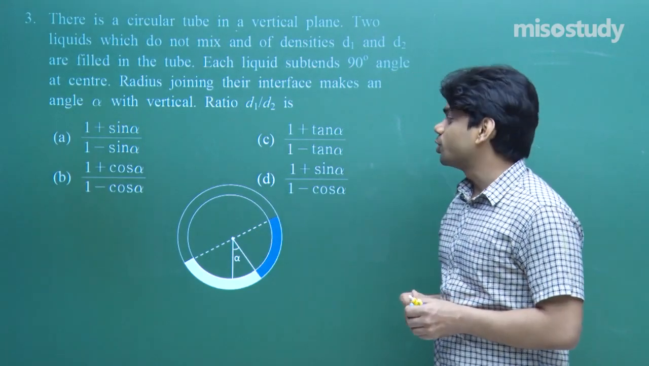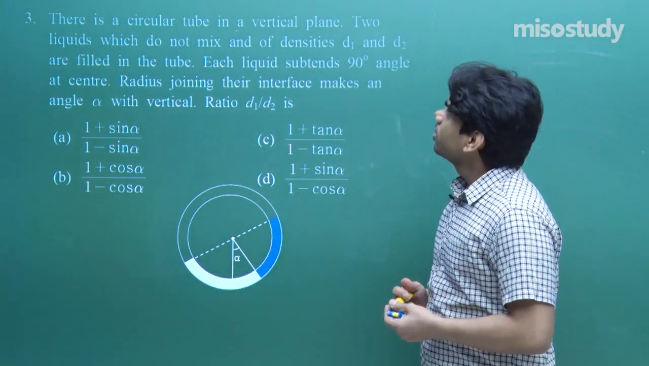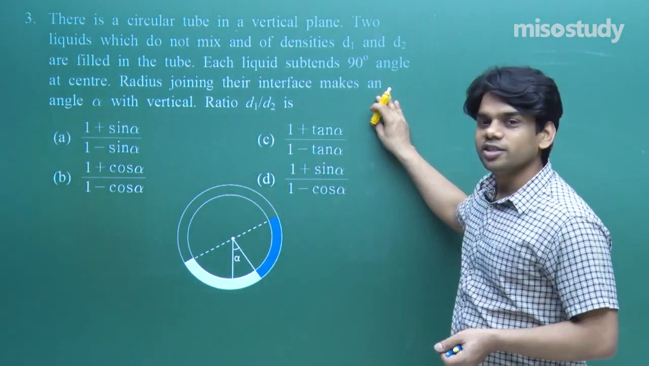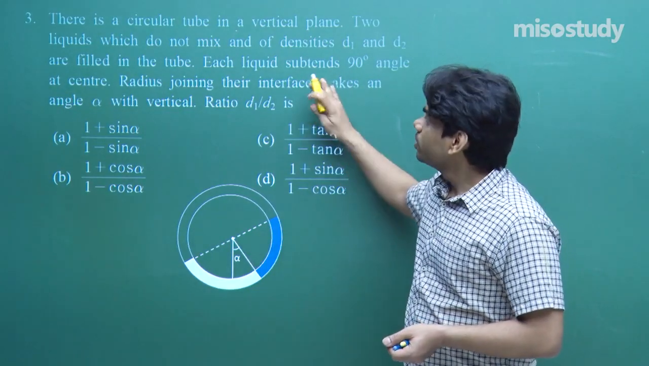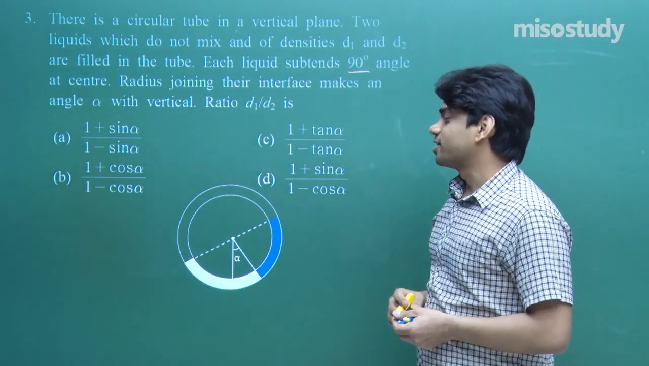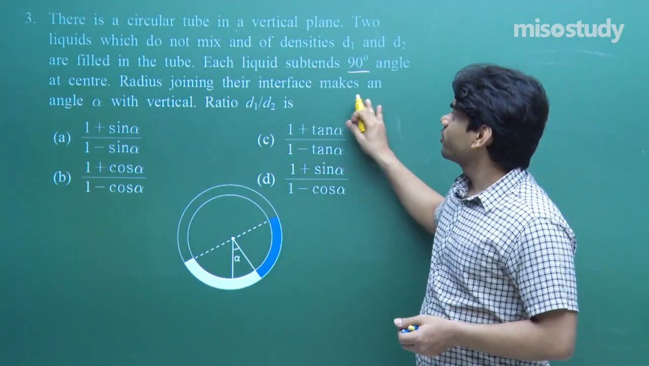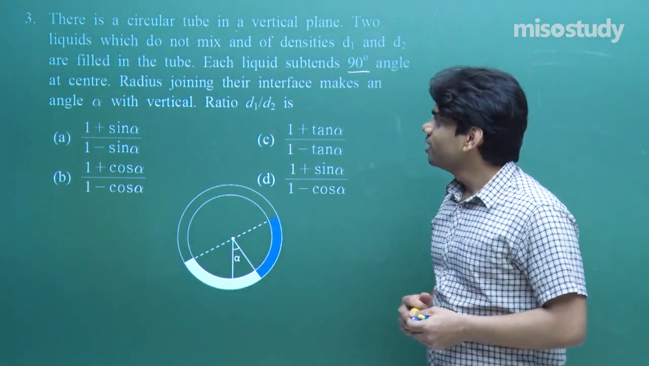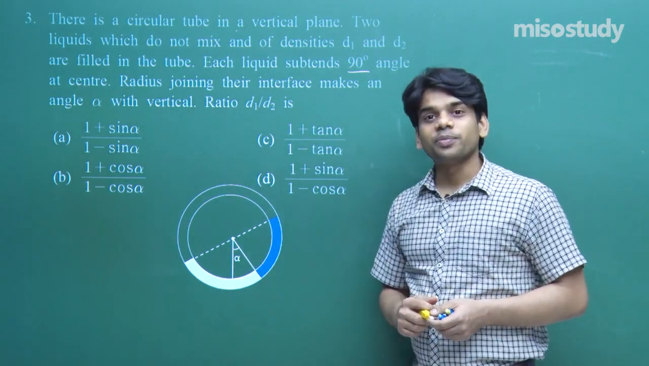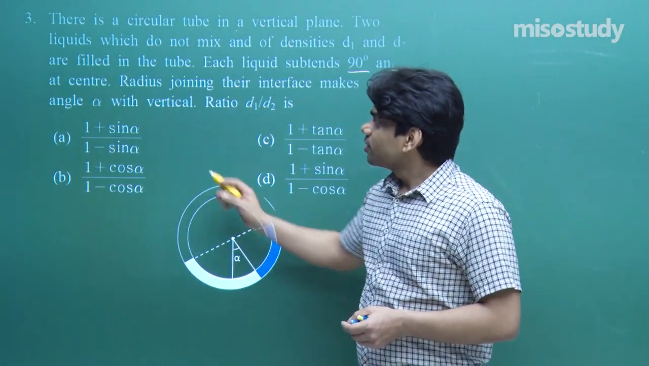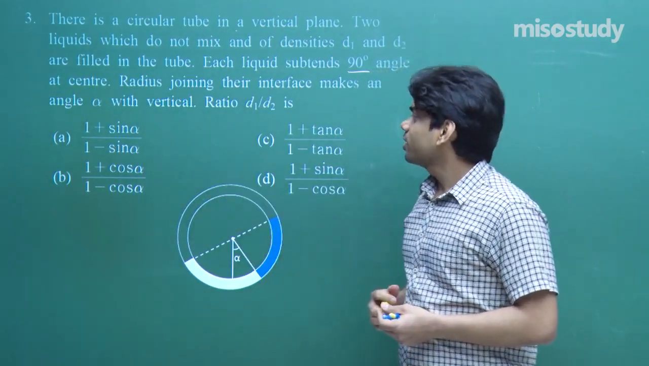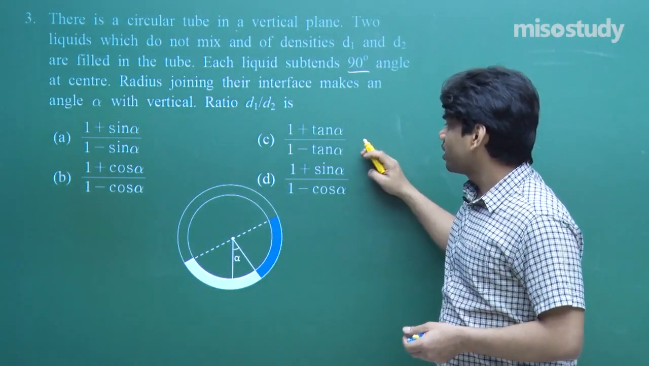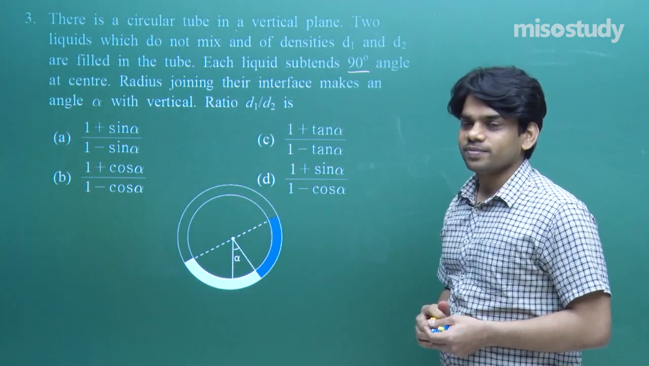There is a circular tube. You can see a circular tube in a vertical plane. Two liquids which do not mix and of densities D1 and D2 are filled in the tube. Each liquid subtends 90-degree angle at center. Radius joining their interface makes an angle alpha with the vertical. You can see that radius joining their interface makes an angle alpha with the vertical. The ratio D1 by D2 is, that is you have to compare the densities, A 1 plus sin alpha upon 1 minus sin alpha, B 1 plus cos alpha upon 1 minus cos alpha, C 1 plus tan alpha upon 1 minus tan alpha, and D 1 plus sin alpha upon 1 minus cos alpha.